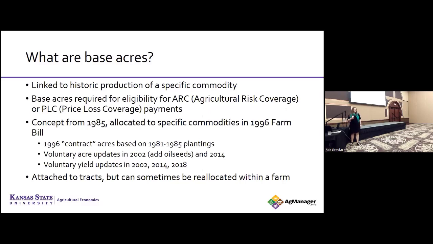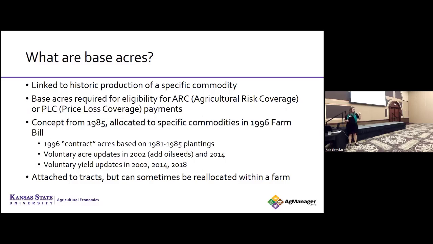So next, we're going to switch to base acres. Some of you are probably pretty familiar with this, but I'll do a quick review. Base acres are linked to historic production of a specific commodity. Program crops is a terminology that gets used: corn, wheat, soybeans. Cotton's a little funny, it's a different situation. But most of the major field crops that are row crops might have some base acres.